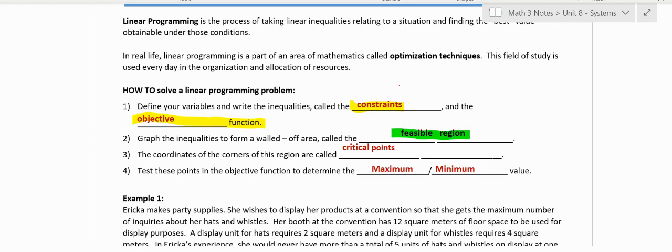And the intersection points where all of our inequalities overlap and the vertices that form that region are going to be called our critical points. We're then going to test these points using the function we developed to determine a maximum or minimum, depending on what we're looking for in the problem.